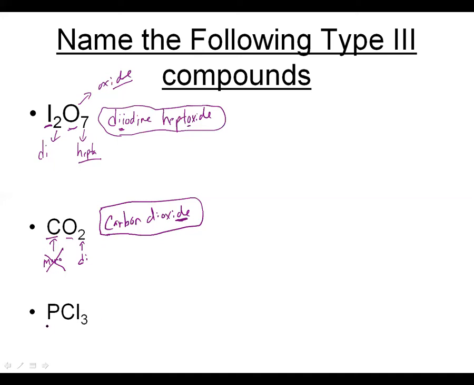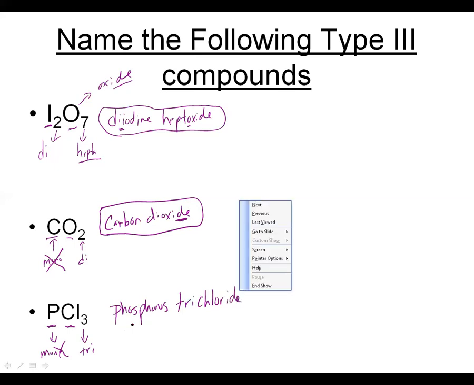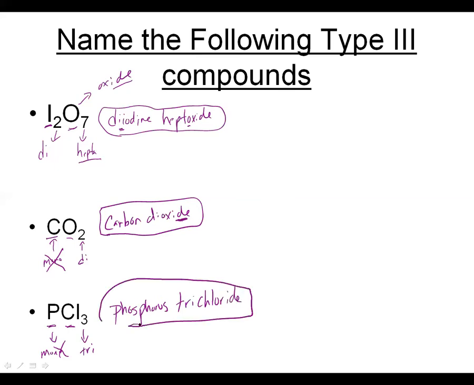And lastly, here we see P, which is phosphorus, and Cl, which is chlorine. Both non-metals. We have only one of these, which is mono, and three of these, which is tri. Not going to use the mono on the first one, so we will use the whole name, phosphorus. And then tri, and chlorine becomes chloride at the end. Any questions on any three of those names?